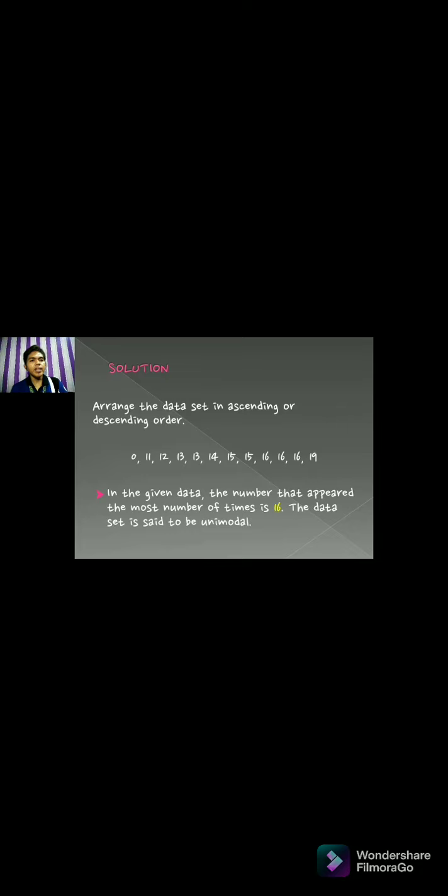In the given data, the number that appeared the most number of times is 16. As you can see, the number 16 is repeated 3 times. So that's why 16 is our mode. And the dataset is said to be unimodal, because we only have one mode, which is 16.